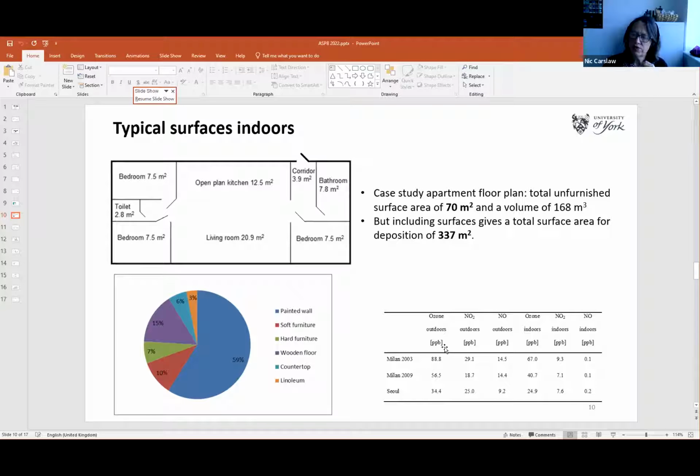So we wanted to look at different scenarios outside. So what we did was we looked at Milan, which is very hot and quite often smoggy. And we looked at this summer from 2003 when there was lots of pollution outdoors. And then we compared that to a more typical summer a few years later. And we also looked at Seoul, but I'm not really going to talk about that. We were just looking at different cities.